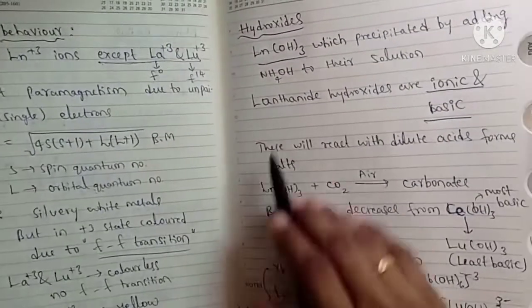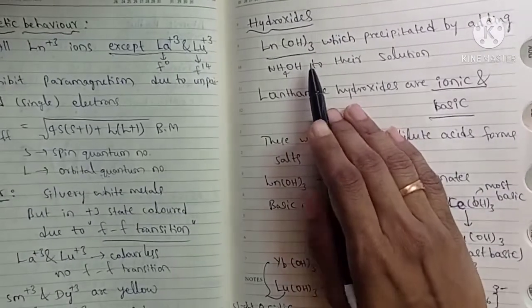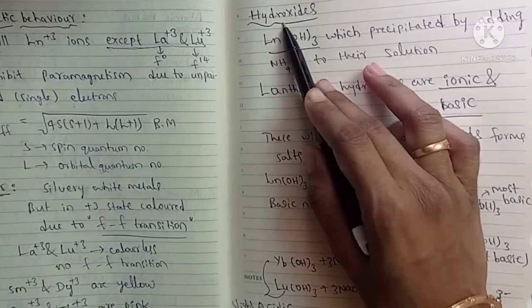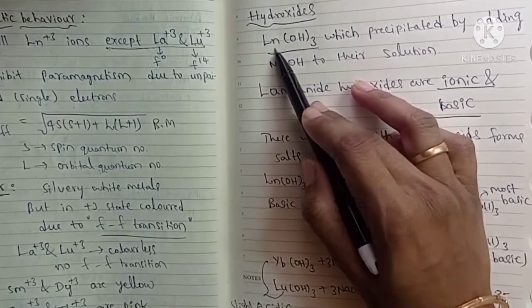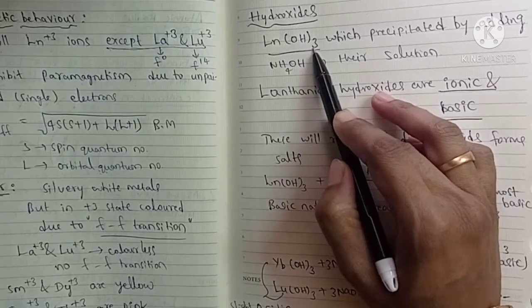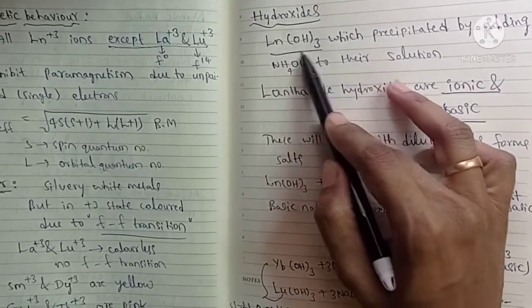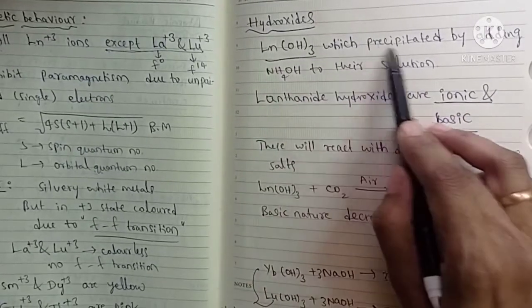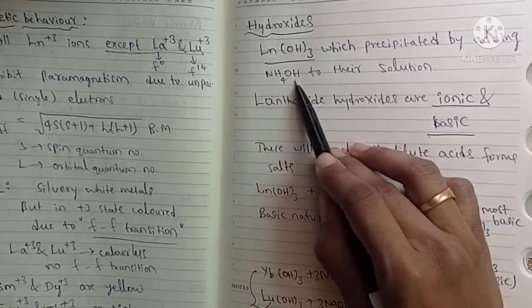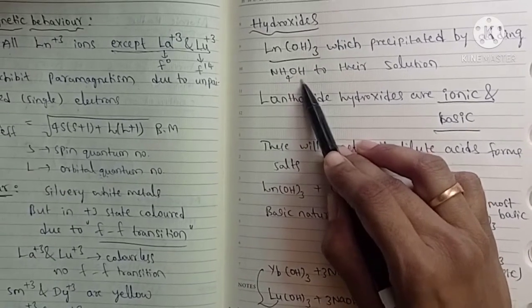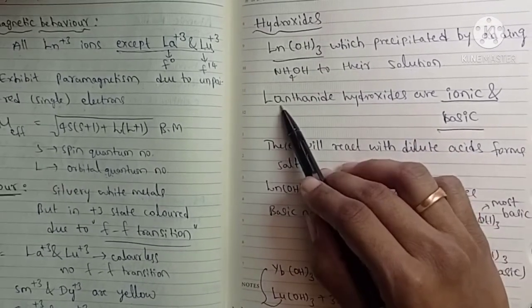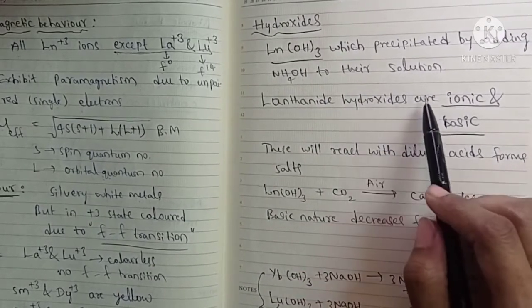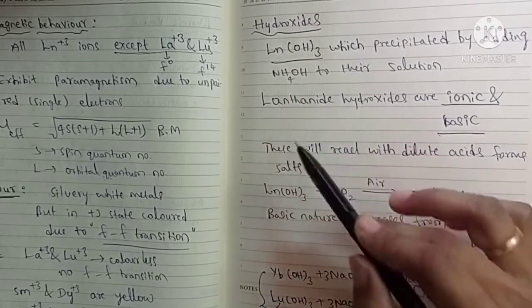Then, among the compounds of lanthanides, the important compounds are hydroxides. Lanthanides in the +3 state will form hydroxides. This is the general formula of lanthanide hydroxides, Ln(OH)3. These hydroxides are precipitated by adding ammonium hydroxide to their solution. Next, lanthanide hydroxides: what is the nature of lanthanide hydroxides? What character will the hydroxides have?